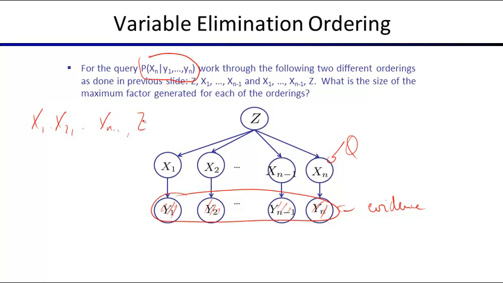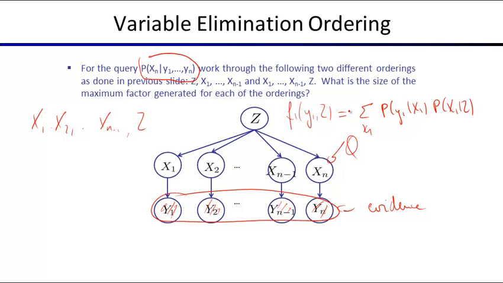Why is that a great ordering? Let's look at the size of factors that we generate this way. If we eliminate x1, who participates in that elimination procedure? Well, every factor has x1 in it. So we would have, in this case, p of y1 given x1 and p of x1 given z. These would be joined together, summed over x1, and we'd get some first factor, which would be over y1, which is fixed, and z equal to this over here.